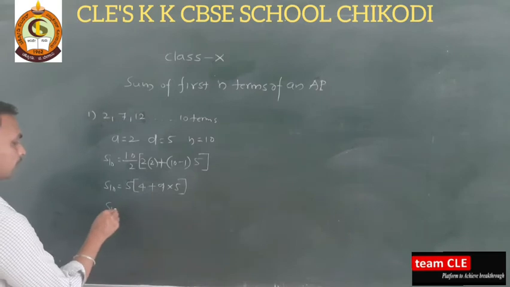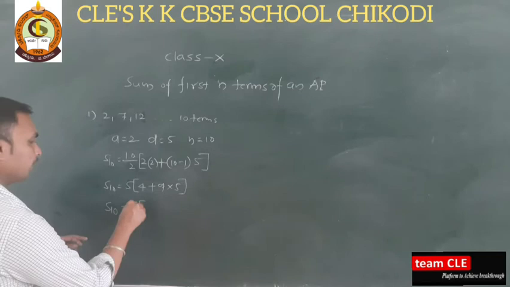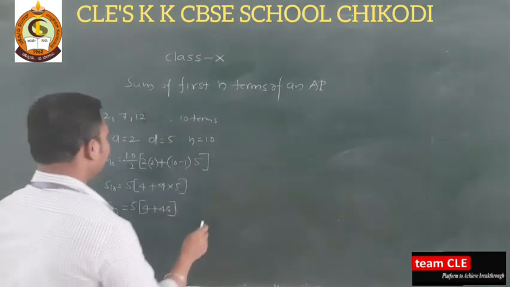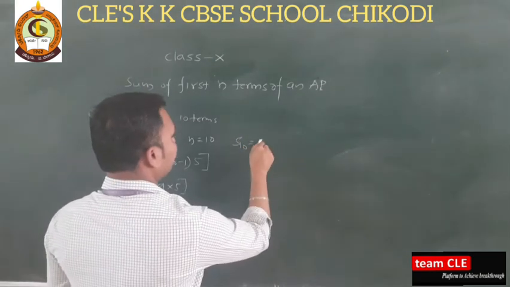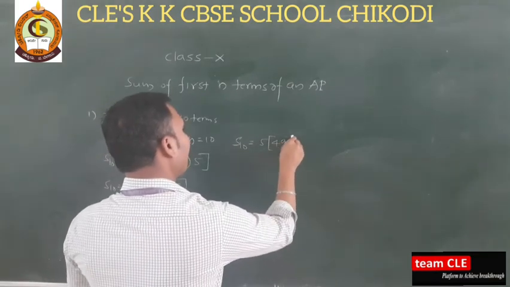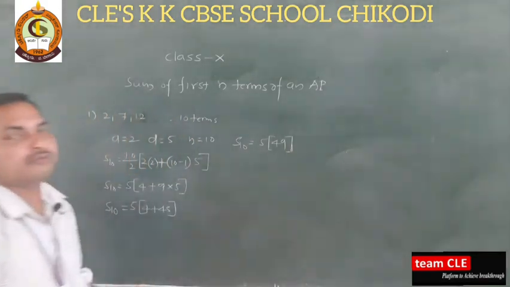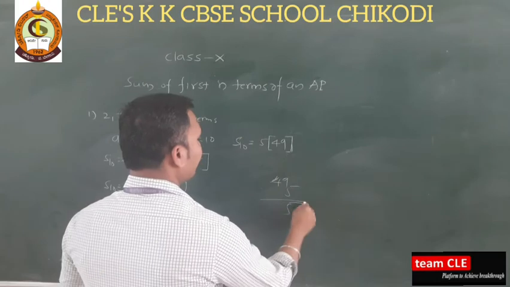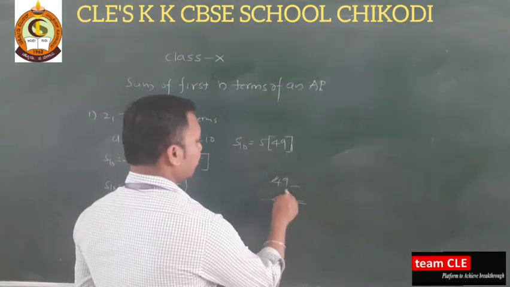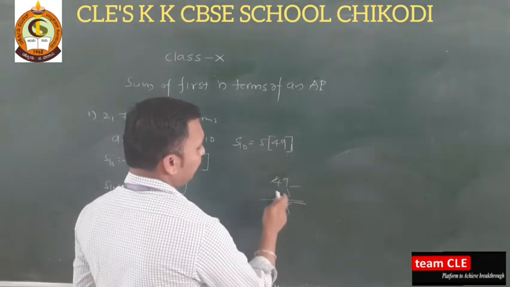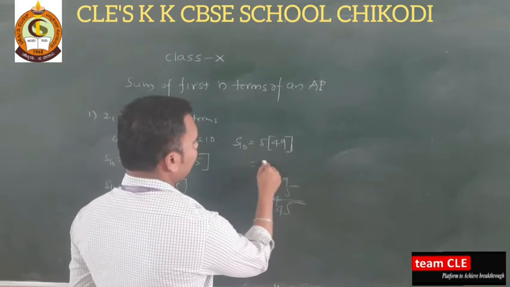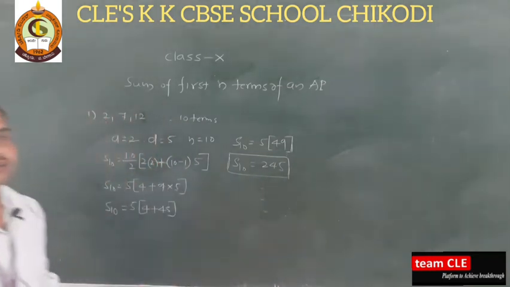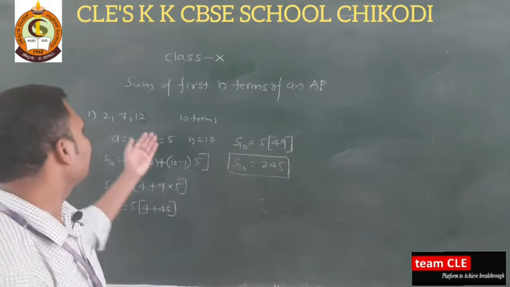Once you get this, S10 is equal to 5 into the bracket of, 9 into 5 is 45, so 4 plus 45, which is 49. Now how much is 49 into 5? 9 5s are 45, write 5 and carry 4. 5 into 4 is 20, plus 4 is 24. So we get 245. So S10 is equal to 245.